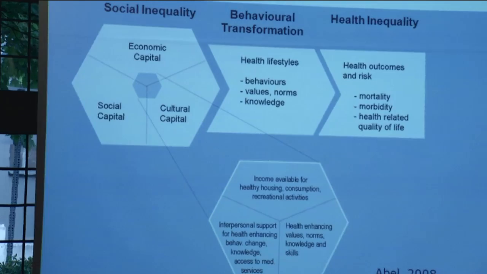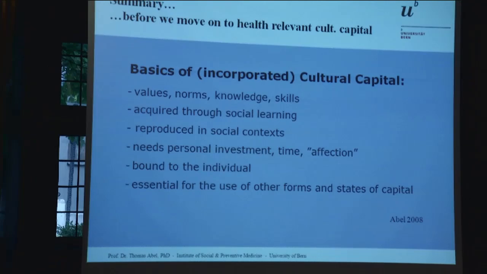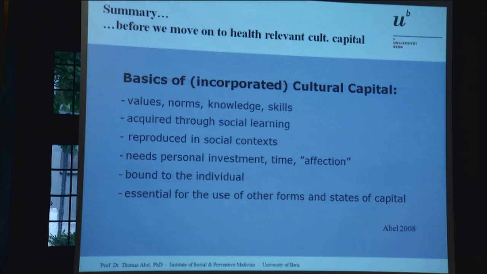So, a quick summary on cultural capital before we move on to health-relevant outcomes. What is the data? Matrices that incorporate cultural capital, which at its core is actually values, forms, knowledge, and skills. It's acquired through social learning and reproduced in social contexts. Very important, it needs investment of time down to the individual and extensive use of other forms and states of care.